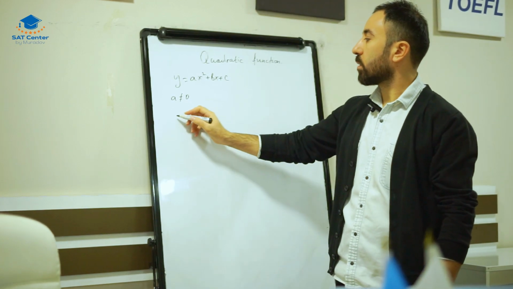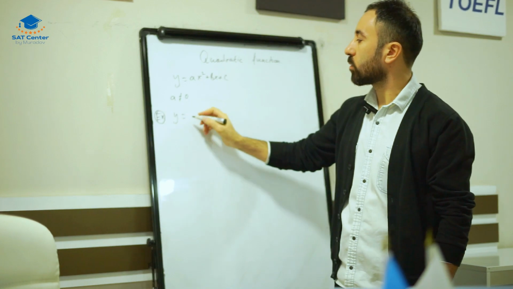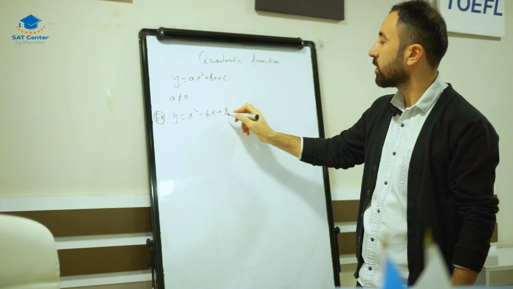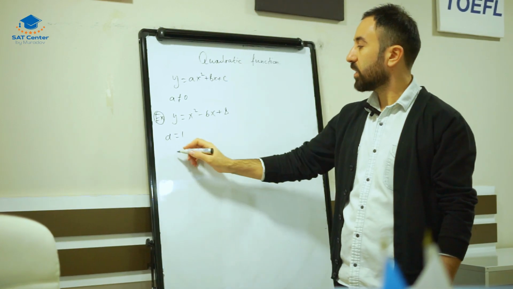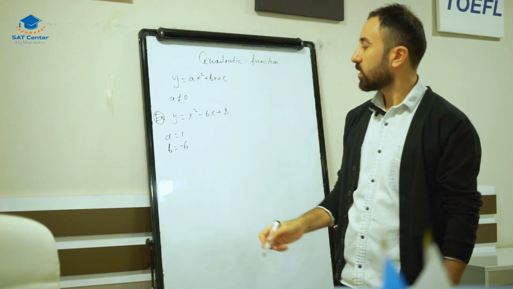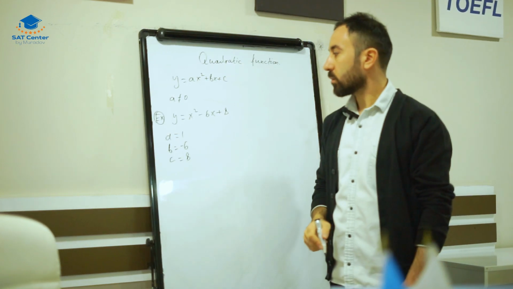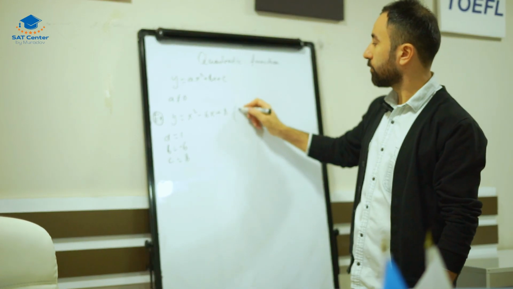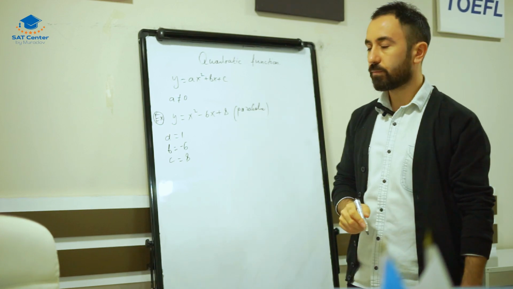Let me give one example. Y equal to x squared minus 6x plus 8. As you see, in this example, A is 1, B is minus 6, C is 8. What about graph of this function? It's a parabola. Graph of this function is parabola.